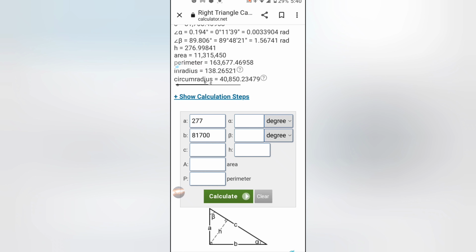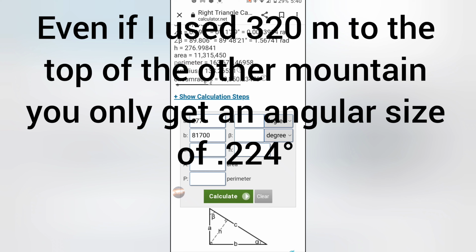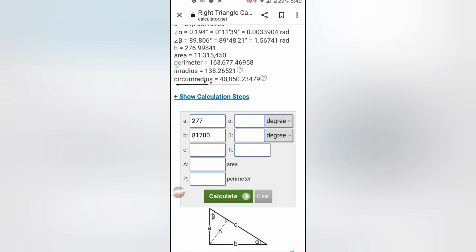So it's 81.7 kilometers, so 81,700 meters. Okay, and then side A would be considered the opposite. So that's what was in between the two pink lines. So that's 277 meters. Remember that the 277 meters represents the distance in between the two pink lines. So we're going to see how it compares. So I calculated it, and it's 0.194 degrees. So remember, in between the two pink lines, 0.194 degrees. And we'll see how it compares up.